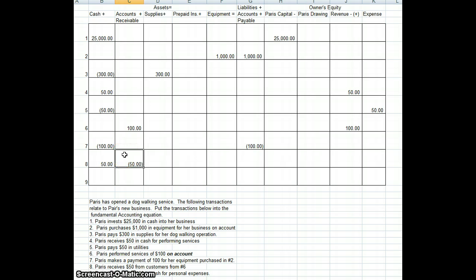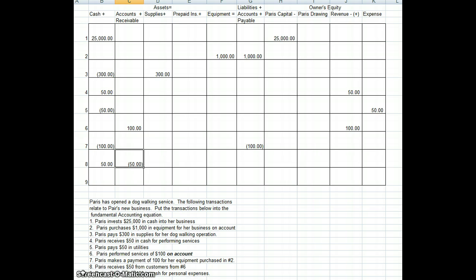Final one, I'm so proud of you all for hanging with me for this exercise. And the last one we have is number 9. Paris withdraws $100 in cash for her personal expenses. So again, kind of similar to what we talked about in number 1, we have Paris the business and we have Paris the person. In this instance, we're trying to split hairs between the person and the business. So she's withdrawing the cash. She's taking the cash away from the business for her personal use.